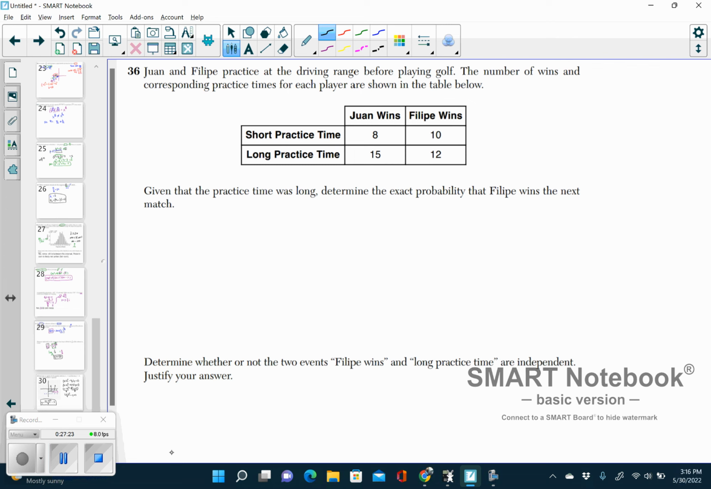Question 36. So we haven't really done this a lot. We haven't done this at all, really. But probability. So it says, given, this is going to be a quick lesson right now. So given that the practice time was long, determine the exact probability that Felipe wins the next match. So this is going to be a probability question, and like I said, we haven't really touched this that much, so you're going to pick up what you can right now.